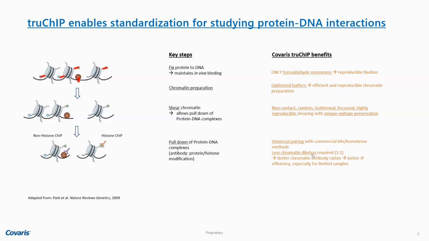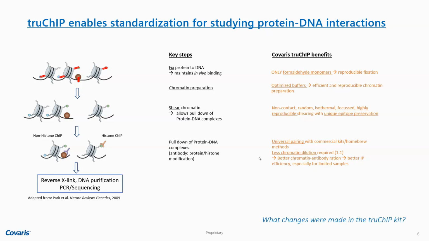because we are using only 0.1% SDS in our shearing buffer. And therefore, you only need to dilute your chromatin 1:1 for later applications. And this gives you a better chromatin antibody ratio, and therefore leads also to better IP efficiency, especially when you're working with limited sample input. Then you reverse your crosslink, do your DNA purification, and your analysis of interest such as PCR and sequencing.